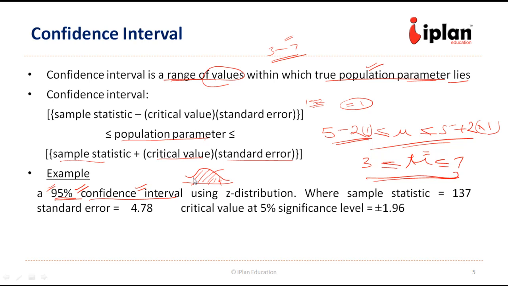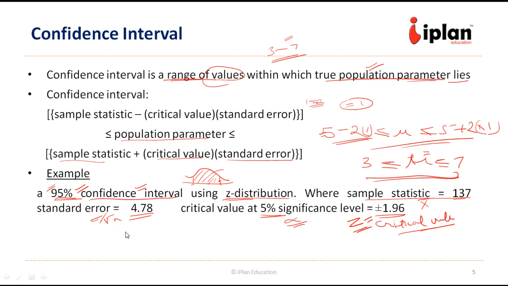So what is that interval within which 95% of the values should lie, which is called the 95% confidence interval. In this case, we are talking about the z distribution or normal distribution. The sample statistic is given to be 137, so this is this value x bar, for example. The standard error sigma by root n is given to be 4.78. The critical value at 5% significance level, 5% is alpha, and 1.96 is the critical value. So we can call it a z score or critical value.